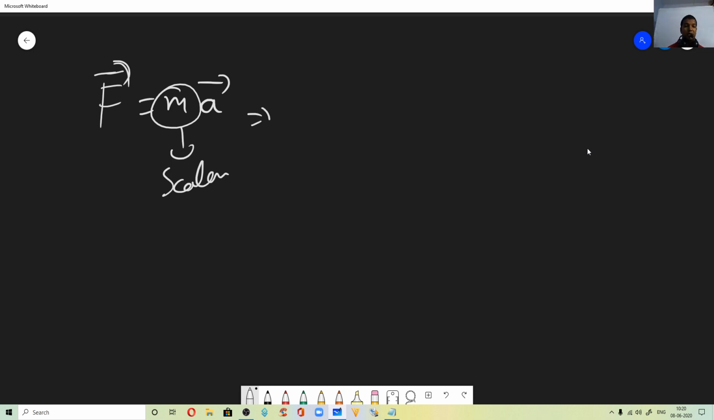Now, I gave you an example of F equals ma. Force is nothing but mass multiplied by acceleration. Here acceleration is a vector and mass is a scalar. So this is quite similar to multiplying a vector with a real number, right?